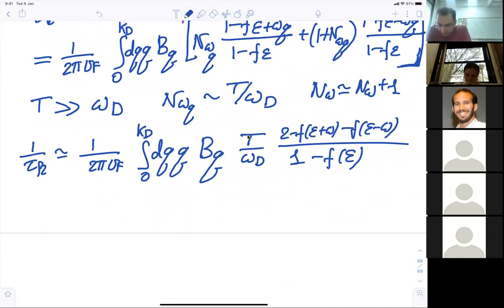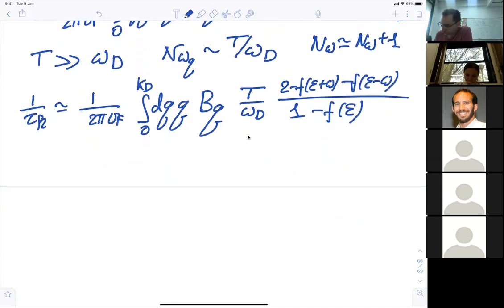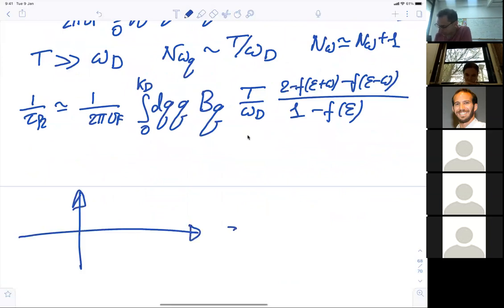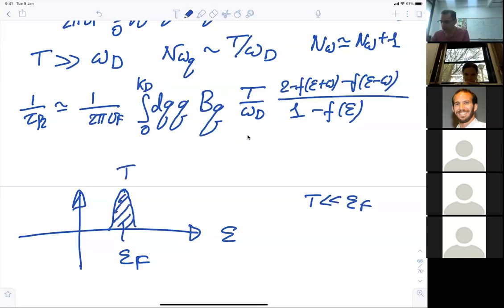So when temperature is much larger than omega Debye, my picture is as follows. There is epsilon Fermi. We decided that temperature is much smaller than epsilon Fermi. Therefore, there will be a window of the size of temperature of energies that are contributing to the scattering time.